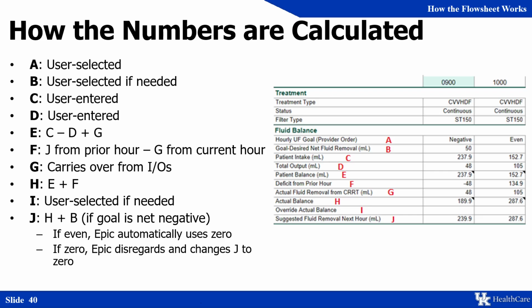And then our suggested fluid removal next hour, which is J, is going to be your actual balance plus your goal, right? So if your goal is 50 and your actual balance is 100, that means that it's going to suggest for the next hour that you pull 150. And that's why the goal desired net fluid removal has to be a positive number.